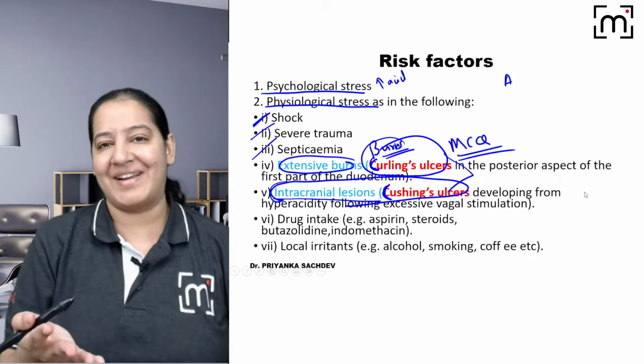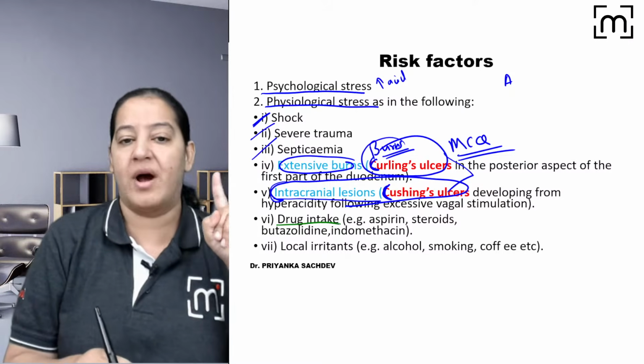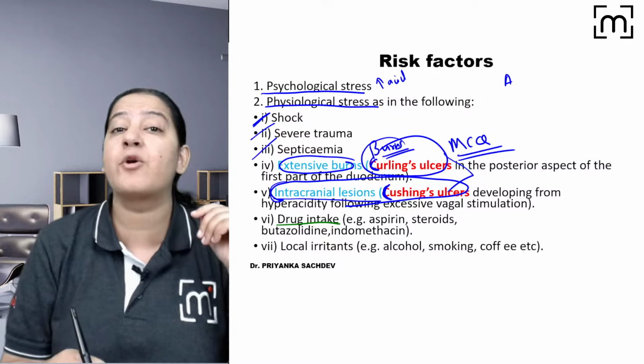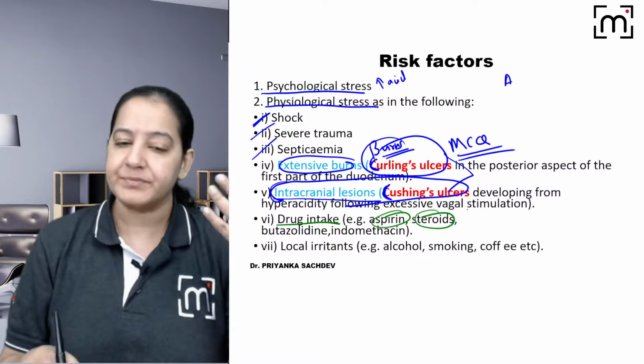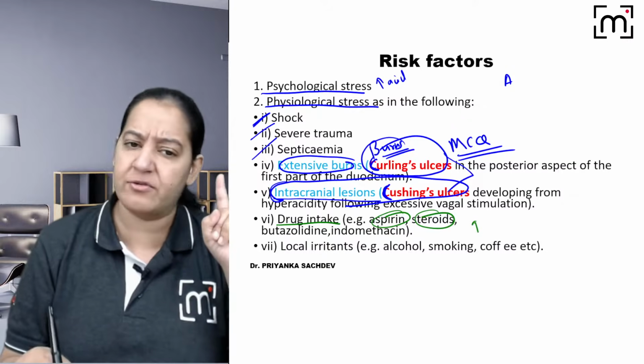So these are the risk factors. The person who takes too much of the drug. In the drugs, I mean basically steroids or NSAIDs. They also have ulcers. More tendency to have ulcers because of the increased acid secretion.